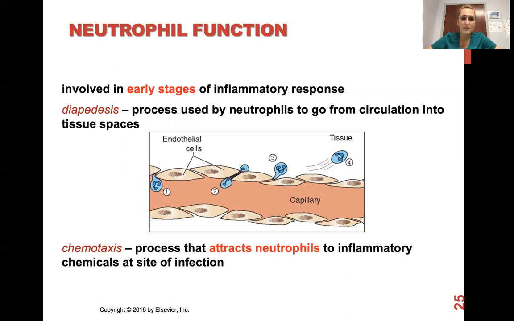Another word, chemotaxis, is the process that attracts neutrophils to inflammatory chemicals at the site of infection. That basically means when there's an infection, when the endothelial tissue is infected or really damaged or sick, it kind of gives off an enzyme that brings neutrophils to it in this inflammatory process.